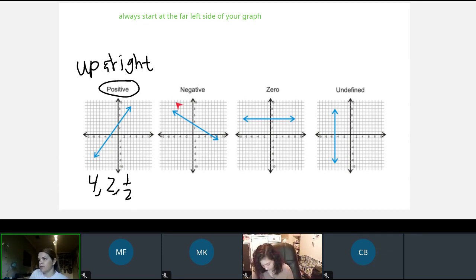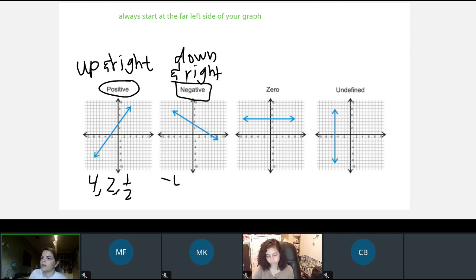Let's look at the negative one. Again, I'm going to start on the far left side of my graph. This graph is going down and to the right. So this is going down. This would be a negative slope. So we're talking about negative numbers, -1, -4, -1/2. If it has a negative in front of it, it is going down and to the right, which makes it a negative slope. You read graphs like you were reading words from left to right.